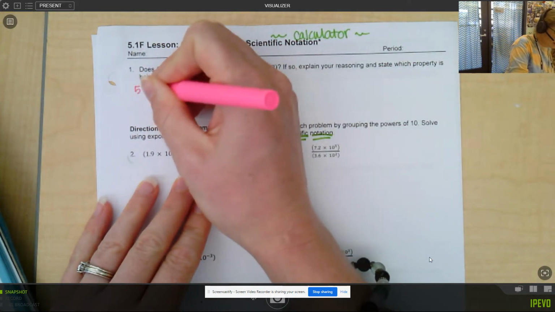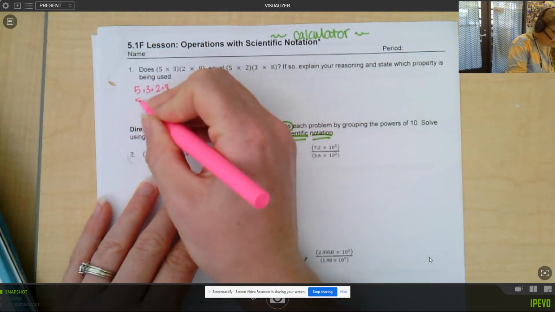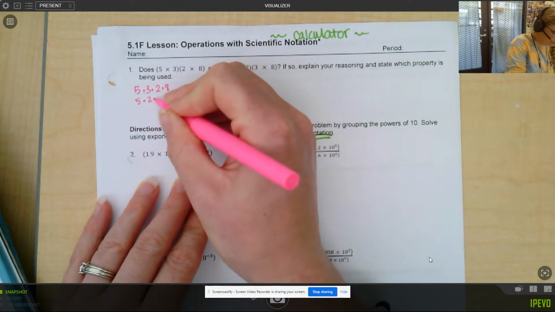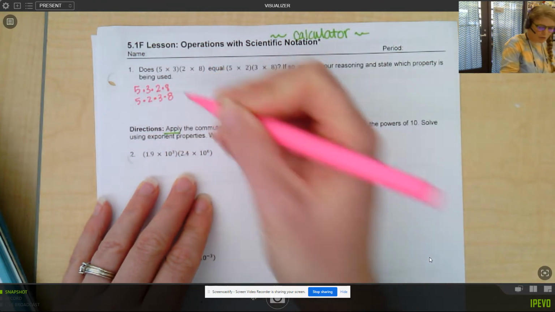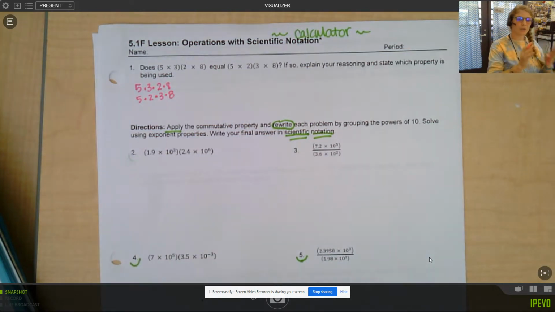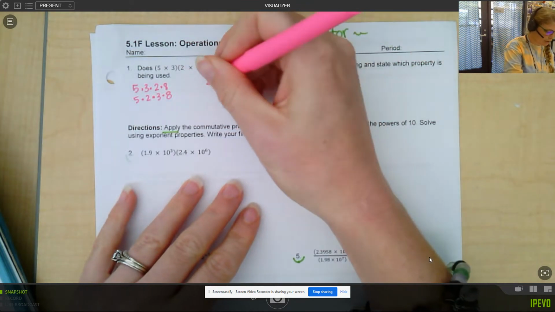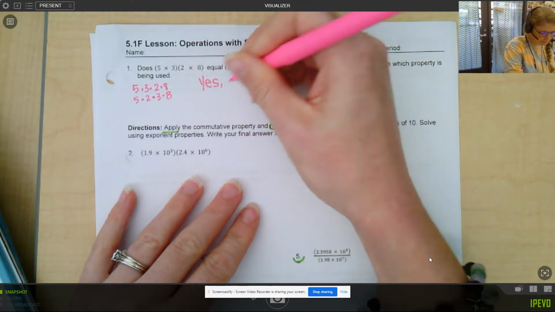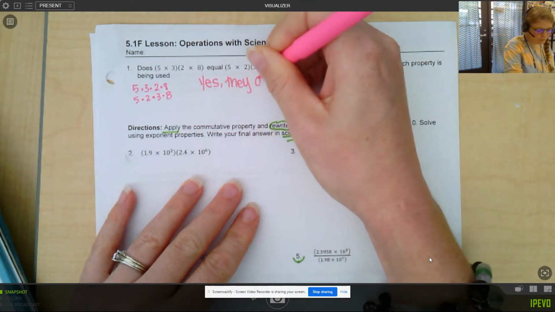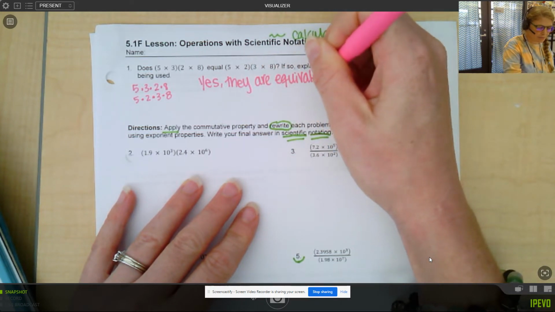Well, this is 5 times 3 times 2 times 8. And this is just 5 times 2 times 3 times 8. So what's happening here? This is the commutative property of multiplication, which tells you if everything's being multiplied, we can move around the order of the factors, the number being multiplied, and you will have the same product. So yes, they are equal. Maybe instead of saying they're equal, they are equivalent. Oh, that's so much more mathy.